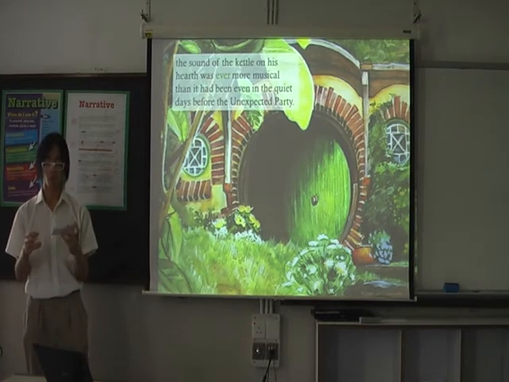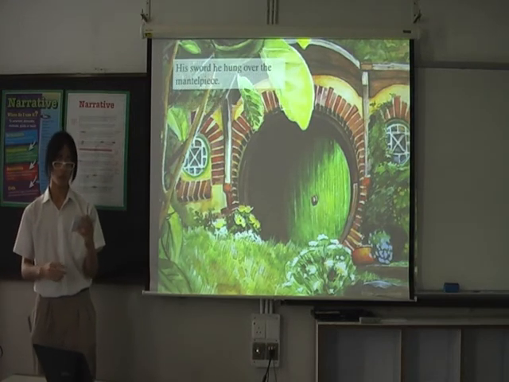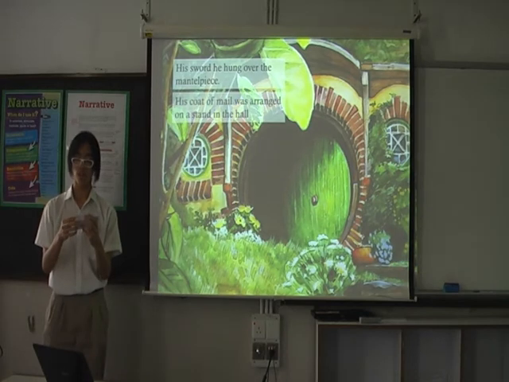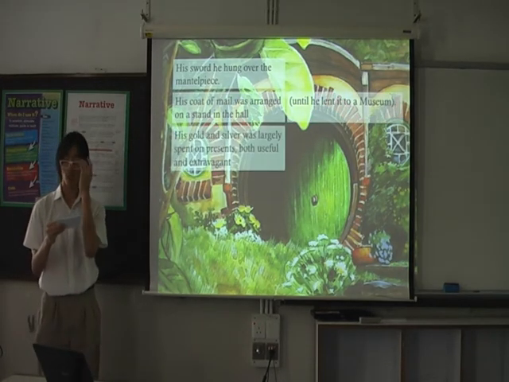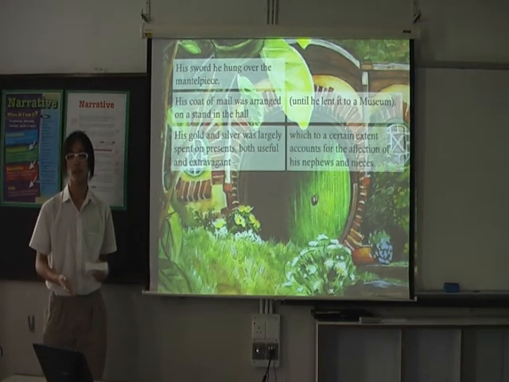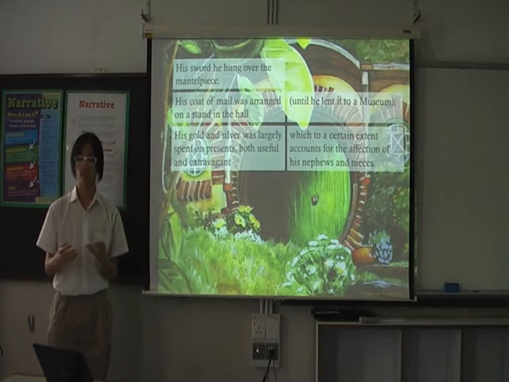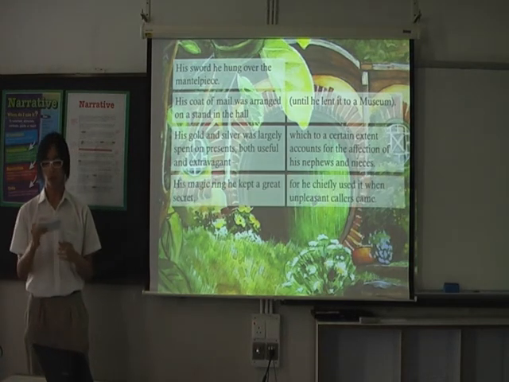He goes on to describe what Bilbo does with the treasure he has gained. "His sword he hung over a mantelpiece. His coat of mail was arranged on a stand in the hall until he lent it to a museum. His gold and silver was largely spent on presents, both useful and extravagant, which to a certain extent accounts for the affection of his nephews and nieces. His magic ring kept a great secret, for he chiefly used it when unpleasant callers came."